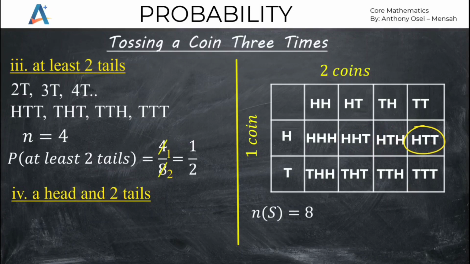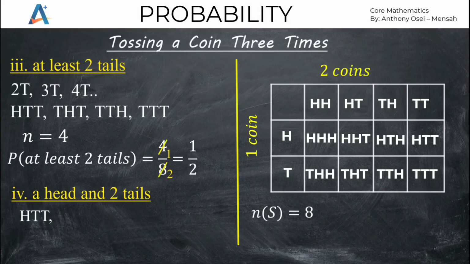We have head, tail, tail, qualified. We have head and two tails. This one doesn't qualify. We have tail, head, tail, then a head and two tails. This one, tail, tail, head, qualify. So the description is a head and two tails. Take it again. A head and two tails. So make sure you have a head and two tails. That's one head, two tails, qualify. One head, two tails, qualify. One head, two tails. So there are three of them. The number will be three.